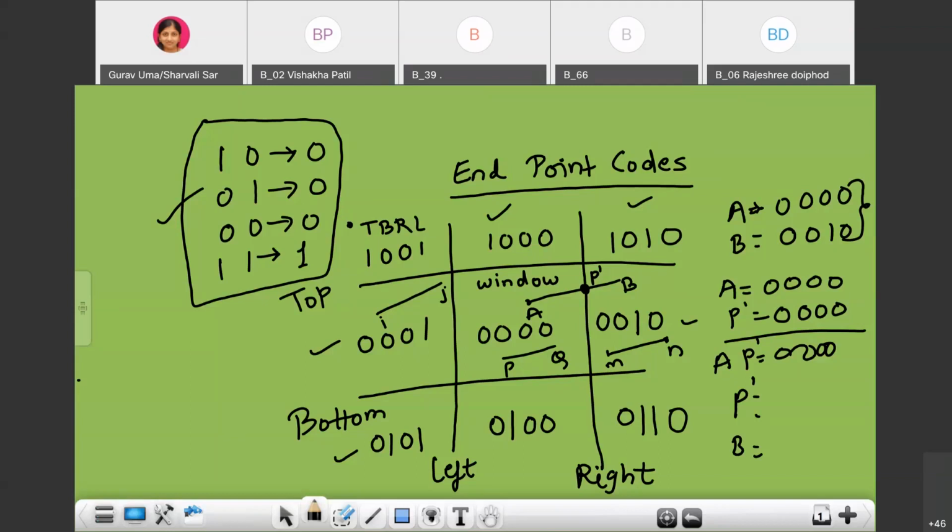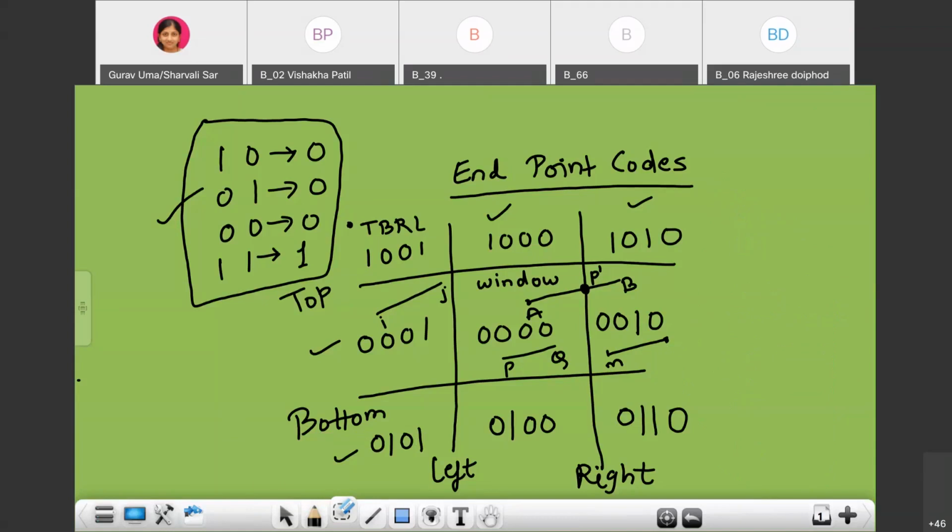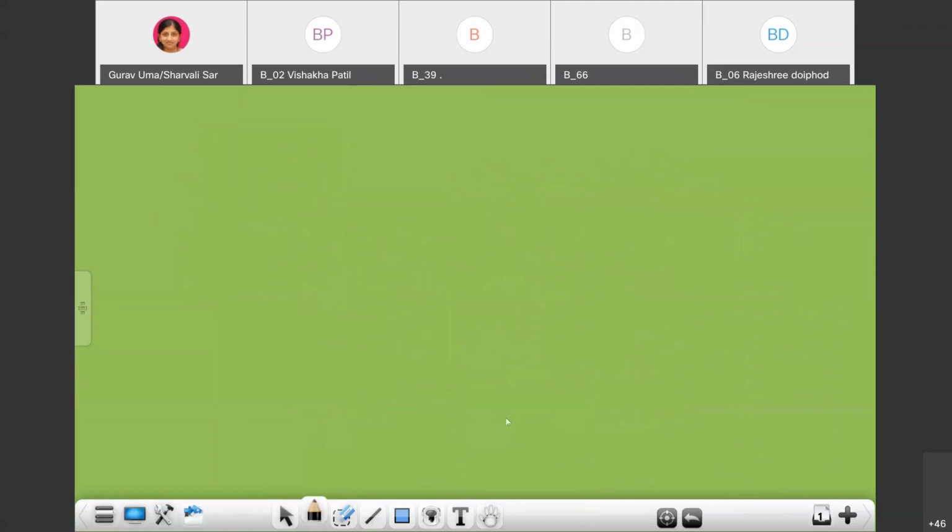So we have some formula for calculating the intersection. Now let's see what is that formula. So now let's see how to calculate the intersection points.